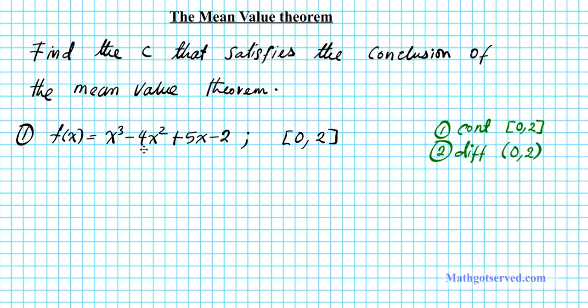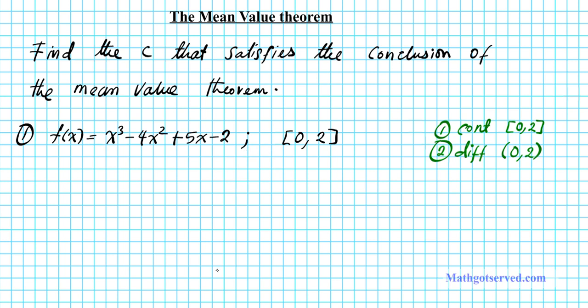Now, if you take a look at this function, this is a cubic function. It has no vertical tangents, no corner cusps or discontinuities. It is smooth and continuous. So we know it's continuous and differentiable on this domain. All right, so we're not focusing on the initial conditions. The assumption here is that the initial conditions are already met. So we just want to find the C that satisfies the conclusion.